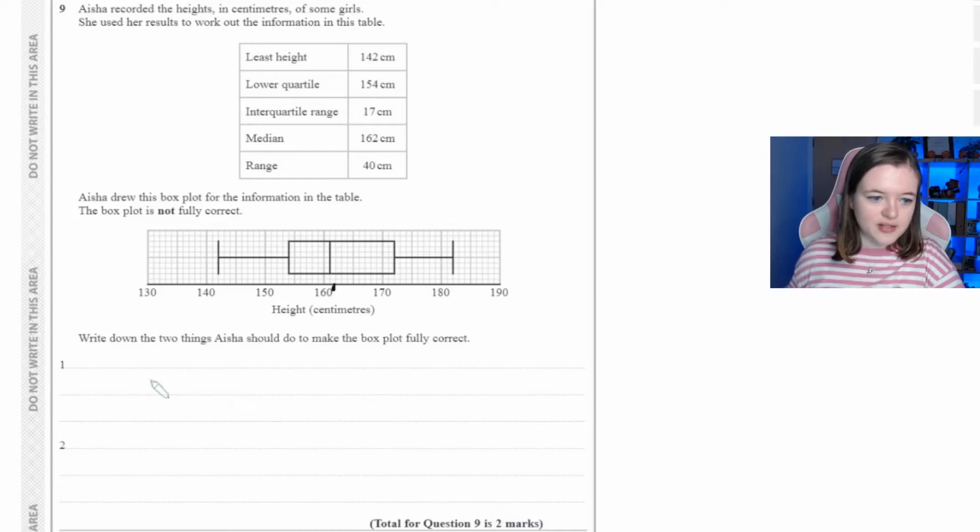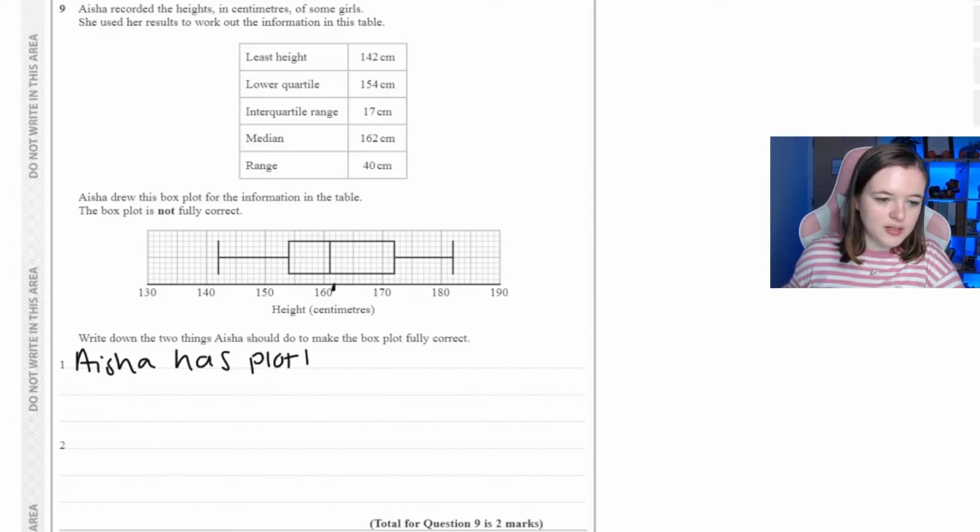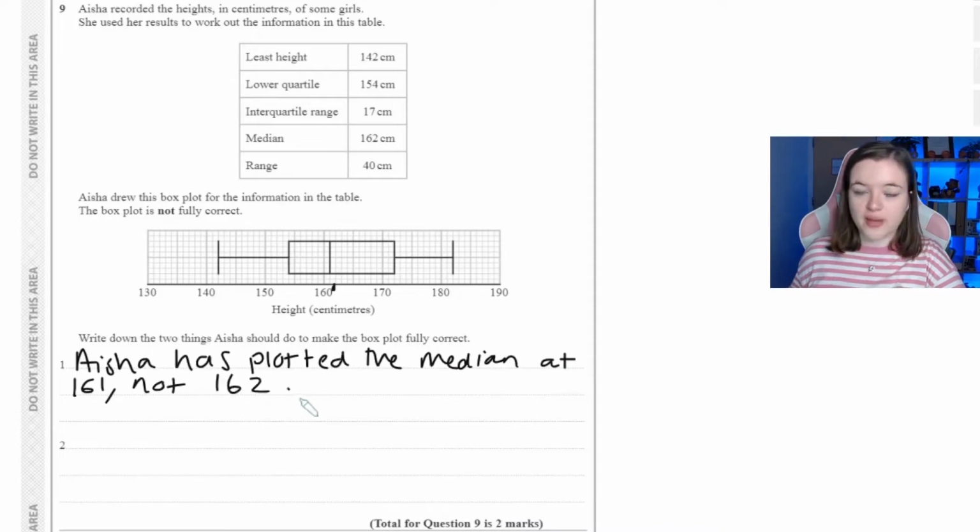Silly. So Aisha has plotted the median at 161, not 162. That'd be your first reason. So the other ones are probably going to be right. Oh, well, nothing much to check anyway.